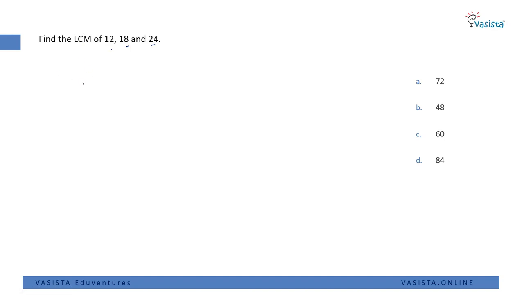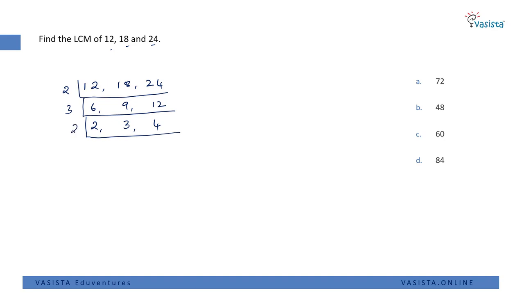So to do that, what we can do? Use the division method. 12, 18 and 24. Start by 2. That is going to be 2 6s, 2 9s, then 2 12s. Now I can go with 3 2s are 6, 3 3s are 9, 3 4s are 12. So further I can go with 2, 2 1s are 2. 3 I can't divide, 2 2s are 4. So this is where further division is not possible.